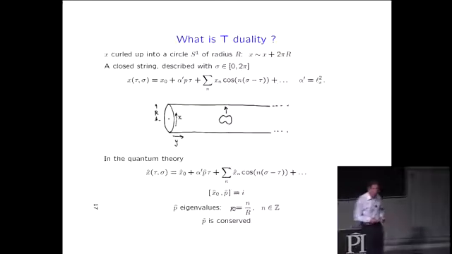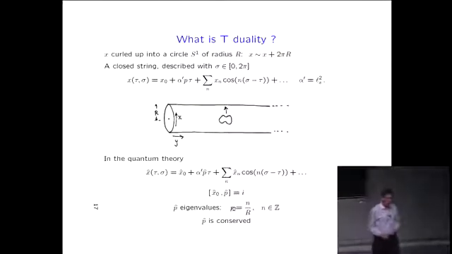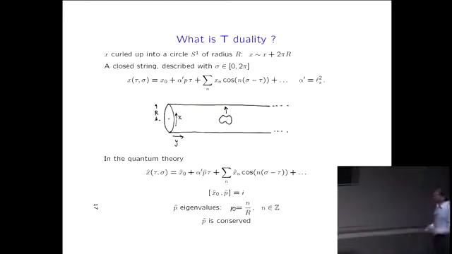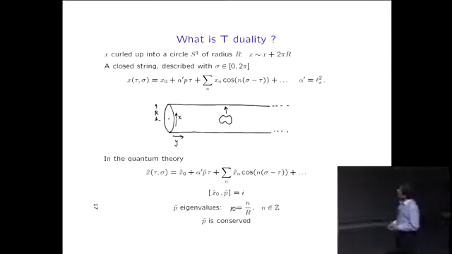So what is it? What is T-duality? So you imagine a closed string, and you try to consider what happens if that closed string lives in a space that has a compact dimension. One of the spatial dimensions really makes a circle.